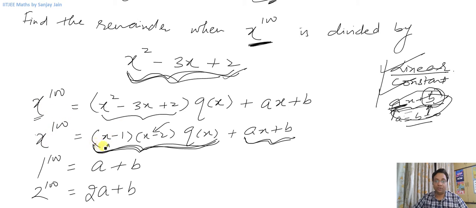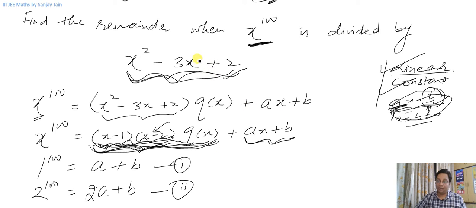Because I saw this opportunity here to make it 0, right? I put x equal to 1, then this term became 0. I put x equal to 2, this term became 0. So I saw this opportunity to get these two equations. Now out of these two equations, 1 and 2, I can easily find values of a and b. That is what my aim is, because I need to find the remainder.